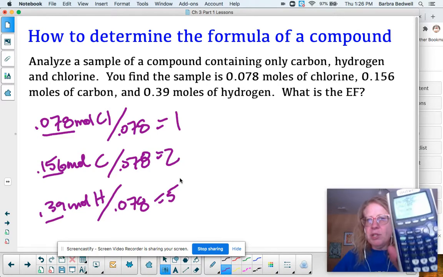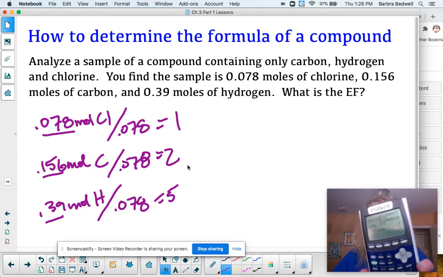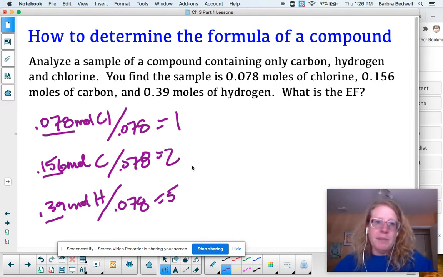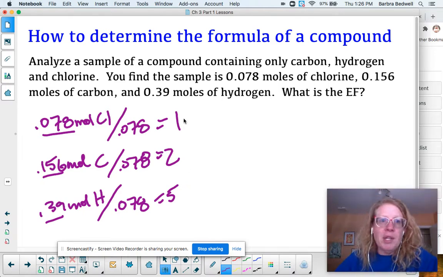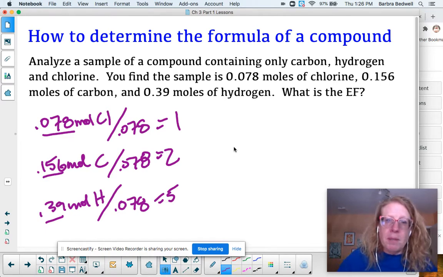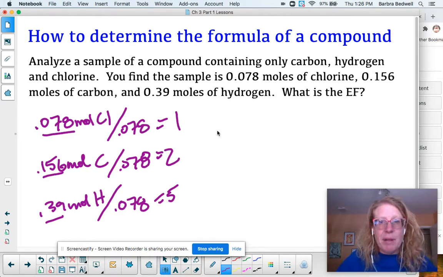And again, all I did was just divide them out to see what they are, because that's what's going to tell me what my ratio is. So I know that these are combining in a ratio of 1 mole of this combines with 2 moles of this and 5 moles of that. So when we write our empirical formula, those mole ratios become our subscript numbers. And so you've got to do that last step and write the formula.